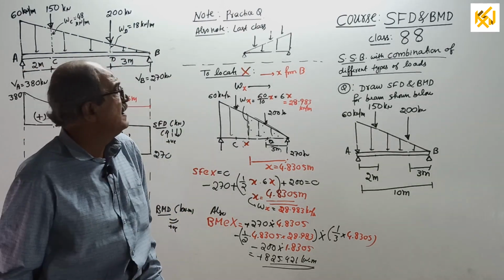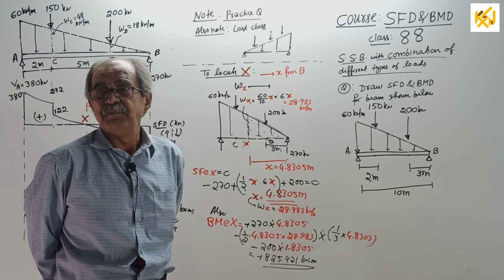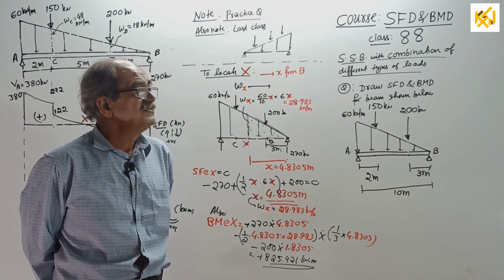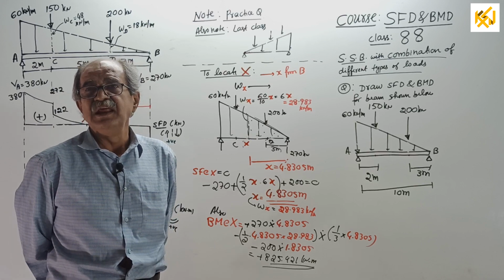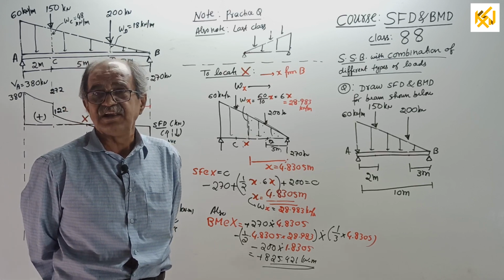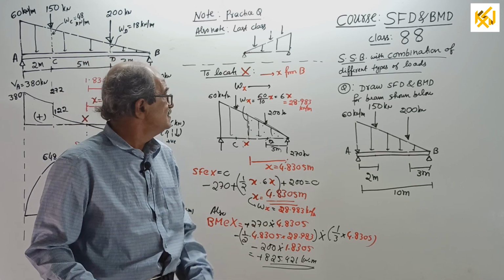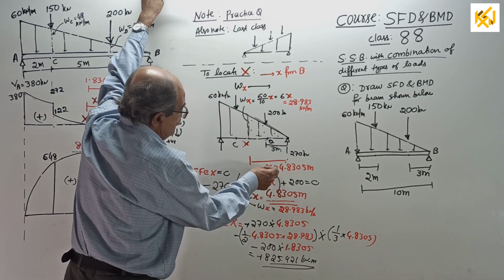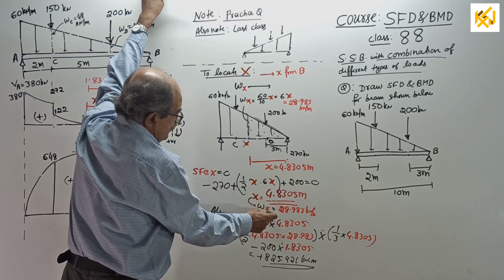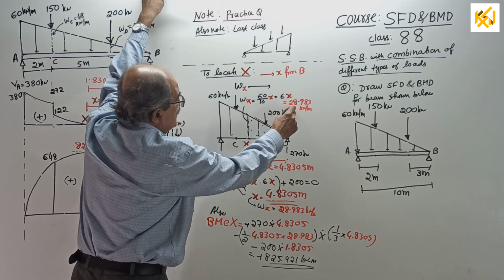So for that matter, those shortcuts I am planning to write or take classes for other chapters of not only strength of materials, but engineering mechanics, structures, RCC, etc. Not now, later stages. Okay, now get the X value, enter here. Then substitute that X value, get the intensity, 6 into X, you get the intensity here.